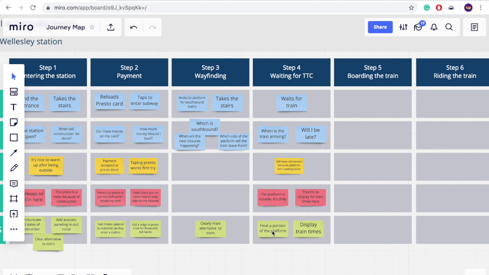Okay, for the next part of this exercise, I'd like you to fill in the journey map. So go ahead and watch the rest of the journey.